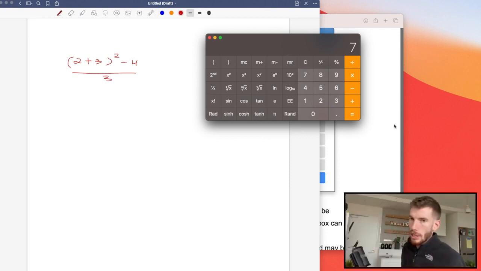If you're not sure about the order of operations though, a good rule that you can go by is just read out the expression or the calculation. And we usually naturally kind of read it in the order of BODMAS. So if we were to read this, we would read it as 2 plus 3 squared minus 4 divided by 3.